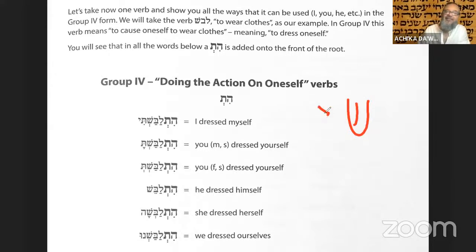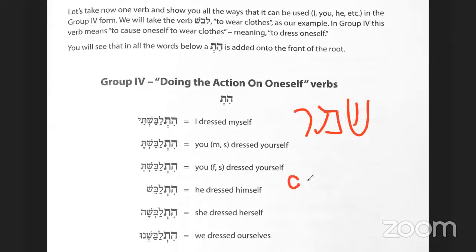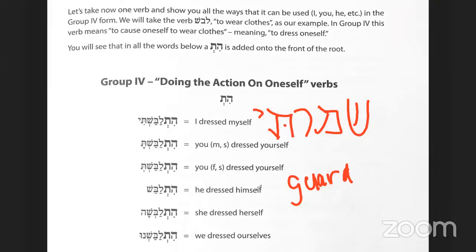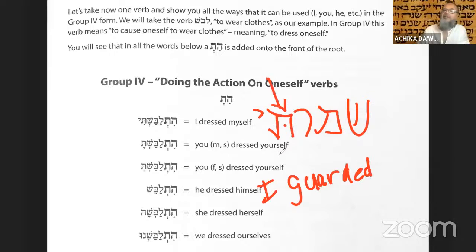Shamar, right? What does shamar mean? Guard. I guard it, right? So if I say shamarti, what did I just say? I guarded, because it's past tense, because the tav is on the end of the word. Now I'm going to introduce the hit on it.